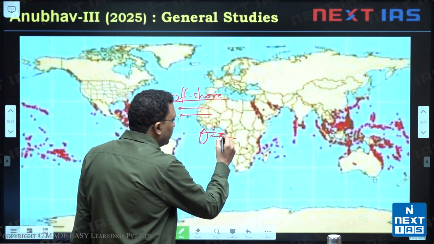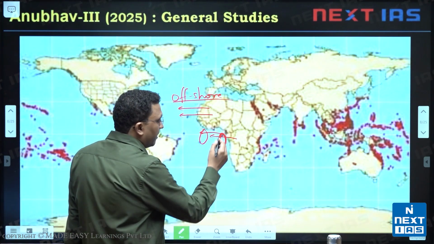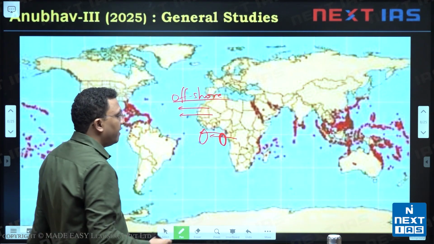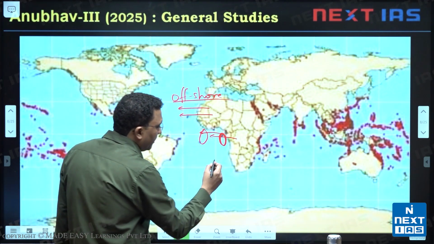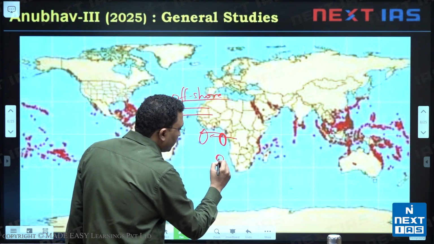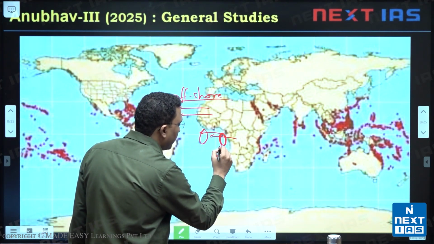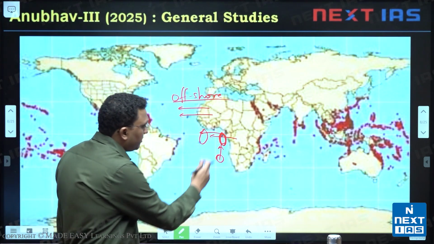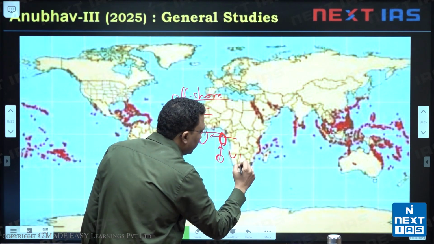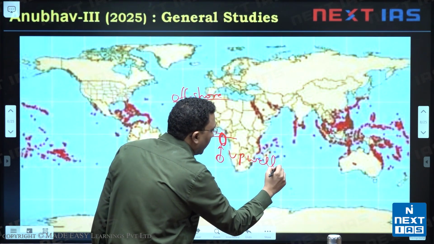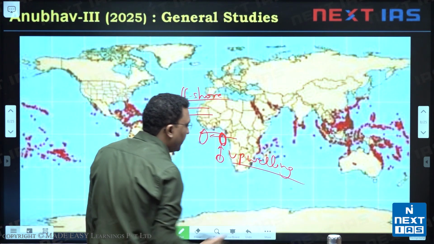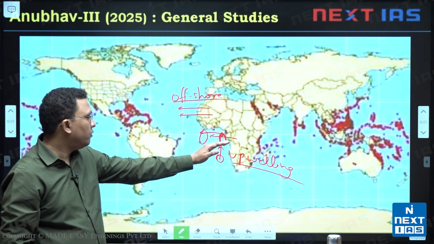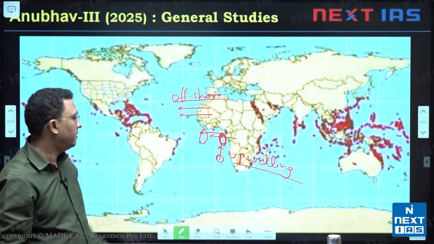Because of this displacement of surface water, a void is created near the coast, right? And in order to fill that void, water from below the surface moves upward and takes its place. This process is called upwelling. Upwelling means water from below the surface is moving upward to replace the surface water, right?